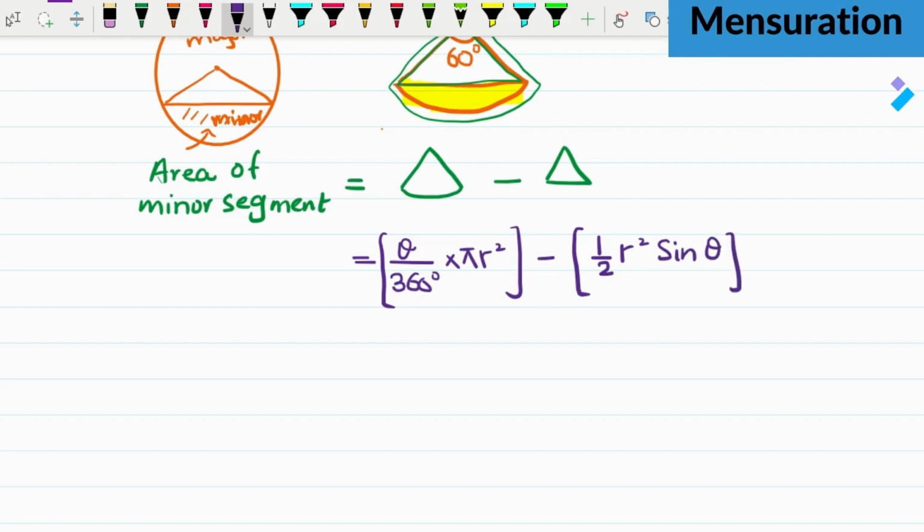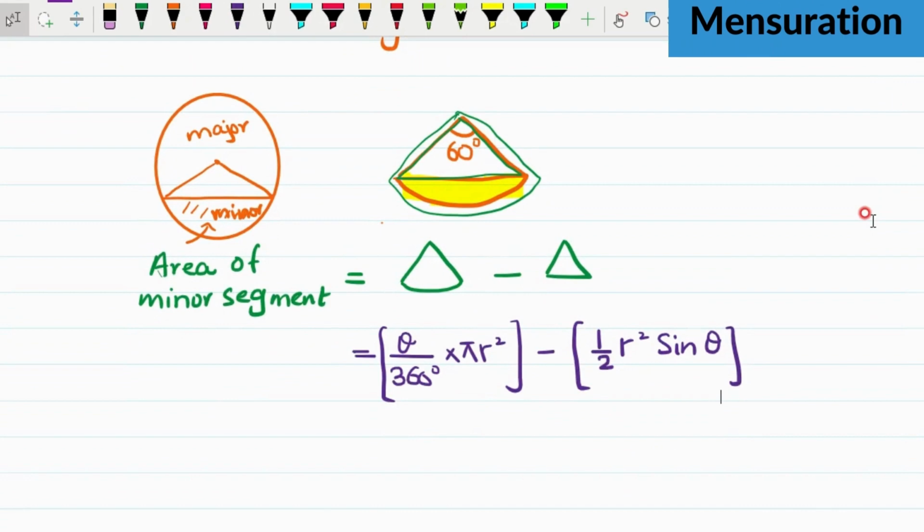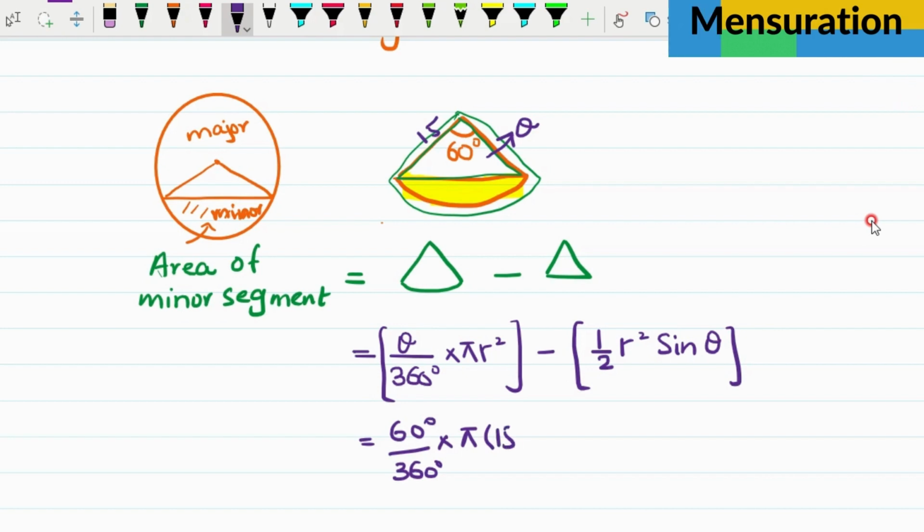So I will come back to the question statement and observe what angle is given. So angle theta is 60, given. So I will just substitute the values. That will be 60 over 360 into pi. For this we need to know the radius also. Yes, of course. So I'm taking 15 as it is, as I have taken in the previous example. So 15 square.